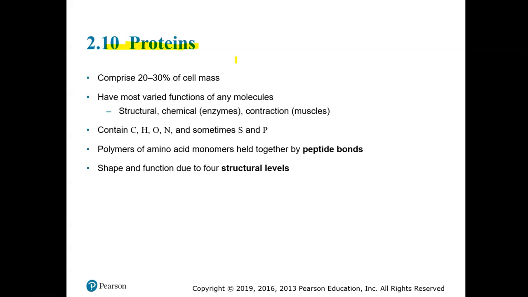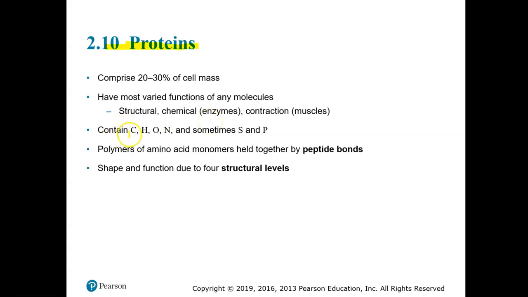So proteins make up 20 to 30% of cell mass. In other words, 20 to 30% of the structure of our cells. Proteins can be part of our cell structure, like components of muscle tissue, bone tissue, that kind of thing. Proteins also function as enzymes, which speed up chemical reactions. And there are proteins that aren't just part of the muscle structure, but that cause muscle contraction. So they basically serve 2 roles.